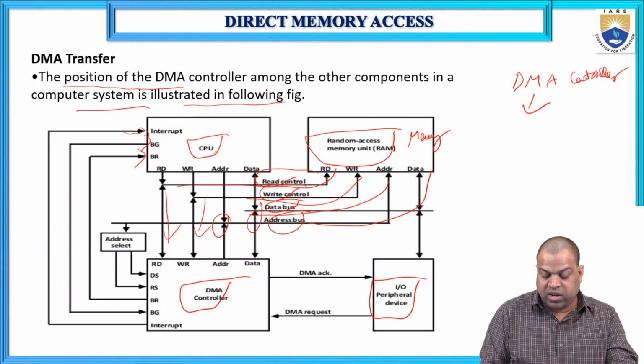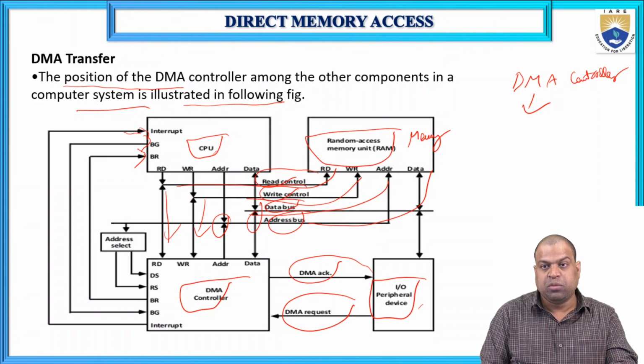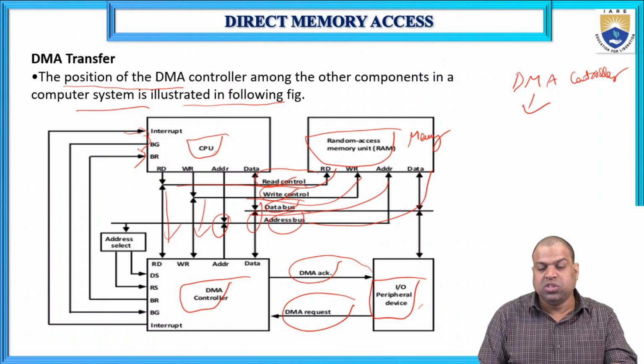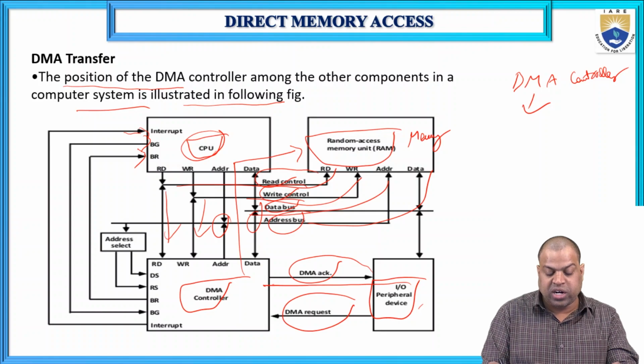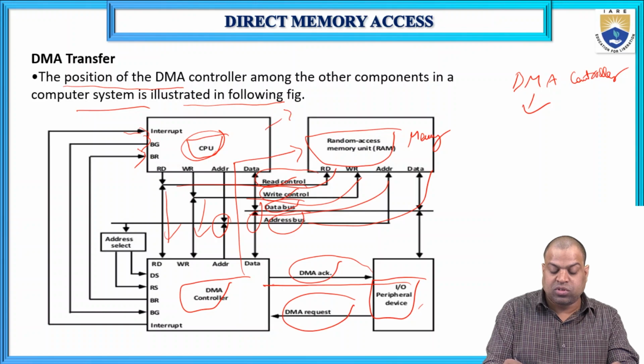So DMA is connected with input output peripherals. Input output will give the DMA acknowledgement and DMA request. DMA acknowledgement is for DMA to input output. DMA acknowledgement means it will accept the input output request data, and DMA request means the input and output data is passing through the DMA. So the CPU will get the information from input output to DMA, DMA to CPU and memory, and will get the output like this.